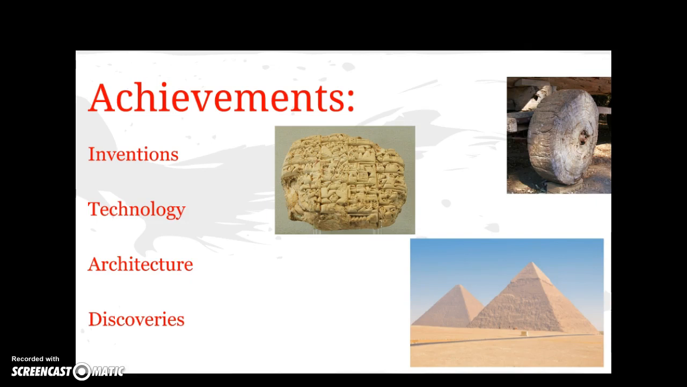A is for achievements. When we look at each civilization, whether we're talking about India, China, or Rome, we're going to look at things like inventions, the first wheel being created, the first written language being created. We'll look at technology, things that make people's life easier, like the invention of papyrus or later on paper. We'll look at architecture. Right here we have an example of Egyptian architecture with the pyramids. We'll look at the Roman Colosseum and Greek temples like the Parthenon. And lastly, discoveries. What did the ancient civilizations discover that we have profited from today?